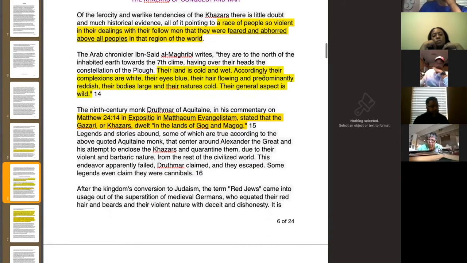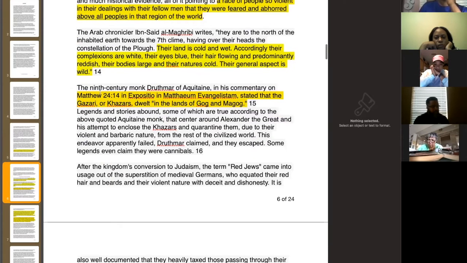Their land was cold and wet. According to the writing, their complexions are white, their eyes blue, their hair flowing and predominantly reddish, their bodies large and their nature cold. Their general aspect is wild. These are somebody else's writings.